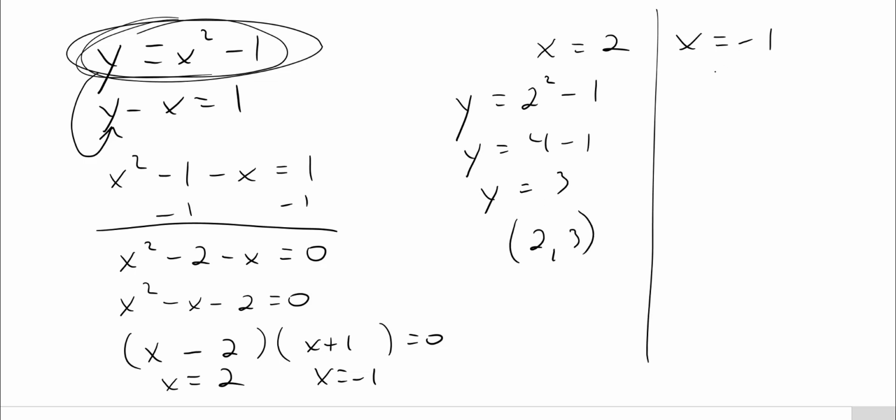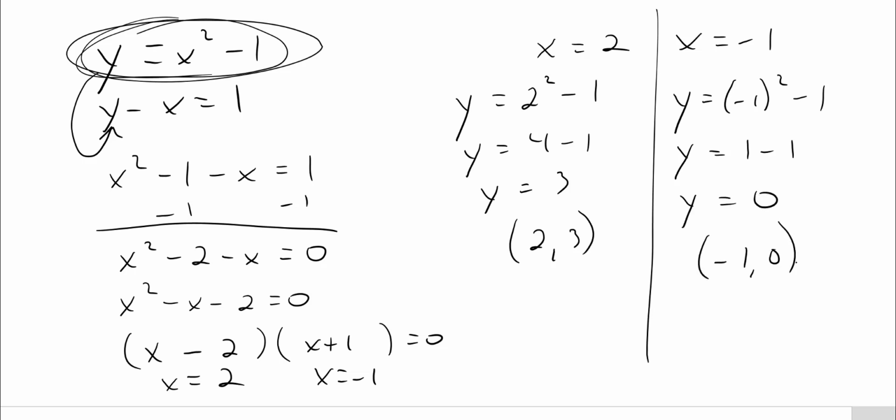And then I put a negative 1 in there. I get y equals negative 1 squared minus 1. So y is equal to negative 1 squared is 1 minus 1. And guys, please be careful. When you square a negative, make sure you get a positive. Okay, so y comes out to be 0. So my coordinate for this one is negative 1 comma 0.